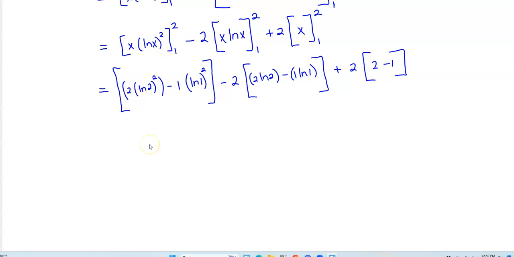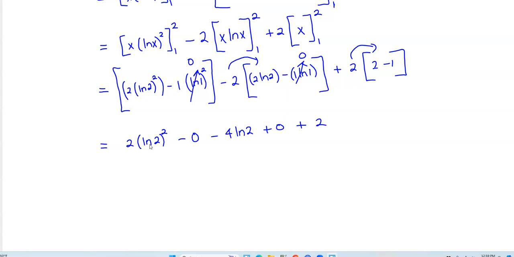So we end up getting 2 times the natural log of 2 squared. We know the natural log of 1 is 0, so that's going to be minus 0. And then over here, we're going to distribute the negative 2. So we have minus 2 times 2, which is minus 4 times the natural log of 2. And then this is 0, so that's going to be plus 0. And then over here, this is going to be plus 2 times 2 minus 1, which is 2.